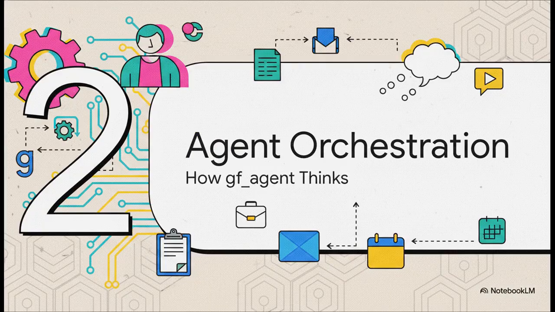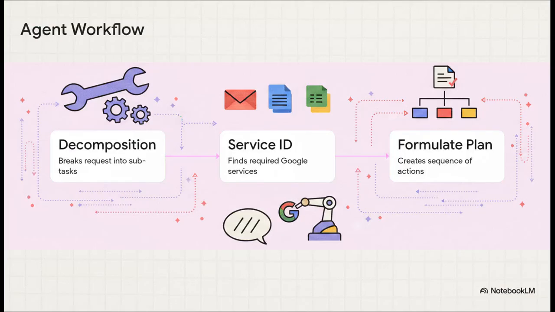Moving on to Section 2. The brain, agent orchestration, and how GF Agent actually thinks. We really have to personify GF Agent for a second because it acts a lot more like a highly organized project manager than just some naive code generator that spits out text and crosses its fingers.